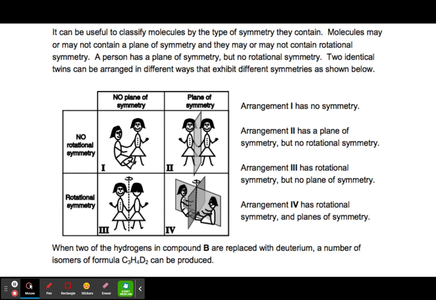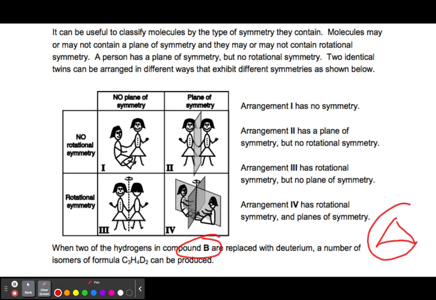And so what they're going to ask us to do is, we've done a lot of stuff with A. We've got B to deal with now. Compound B, which, remember, B is just cyclopropane. And now, if we are replacing 2 of the hydrogens with deuterium, we get isomers. And now, these are all cyclic. We've got to remember, we're not breaking open. We're just replacing. We're not adding, we're replacing.